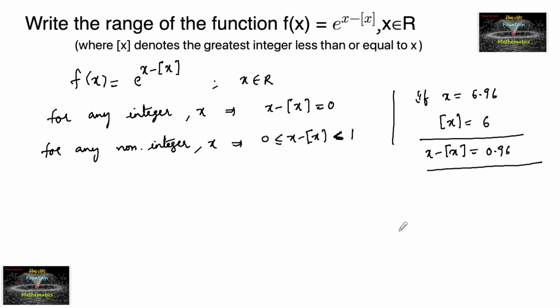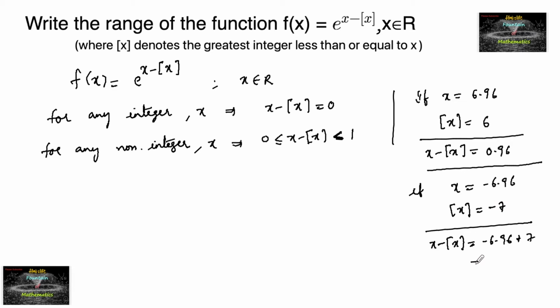It is a fraction. And also, if we consider a negative number, if x is equal to minus 6.96, then its step value, the greatest integer less than minus 6.96, is minus 7. So x minus step x is minus 6.96 plus 7, that is 7 minus 6.96, which gives 0.04. So either way, you will get only decimal numbers which lie between 0 and 1. For integers it is equal to 0, and for non-integers it always lies between 0 and 1.